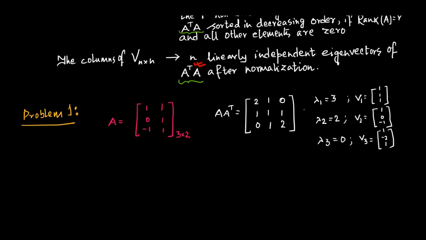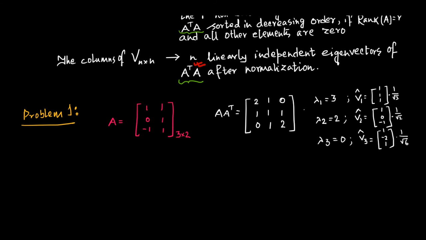So if I normalize this, that means I have to multiply each of the elements by a factor. I can write the normalized eigenvector, or the unit eigenvector, as 1 upon square root of 3. Here I can multiply by 1 upon square root of 2. In this case, I can multiply by 1 upon square root of 6. So these are the unit vectors v1 cap, v2 cap, v3 cap. That means these three will constitute the columns of U.